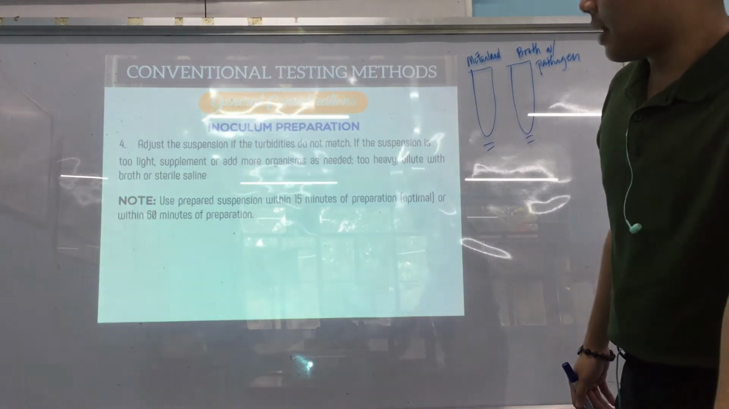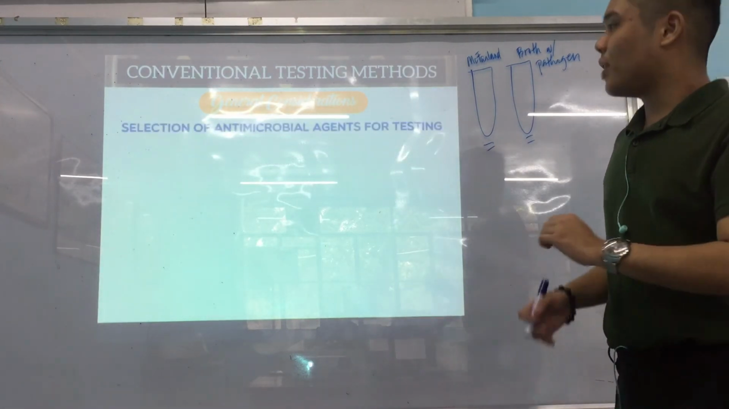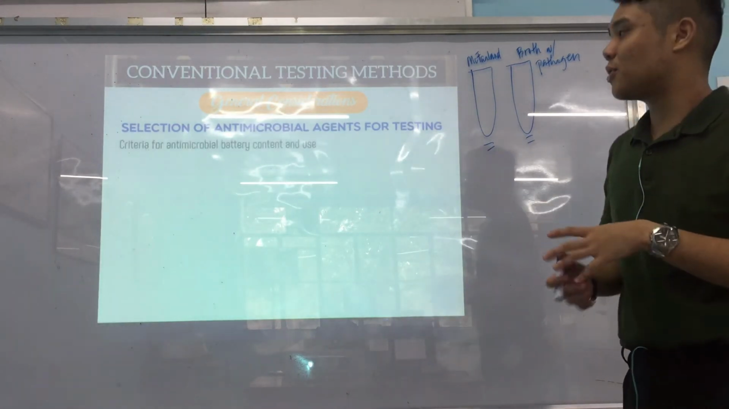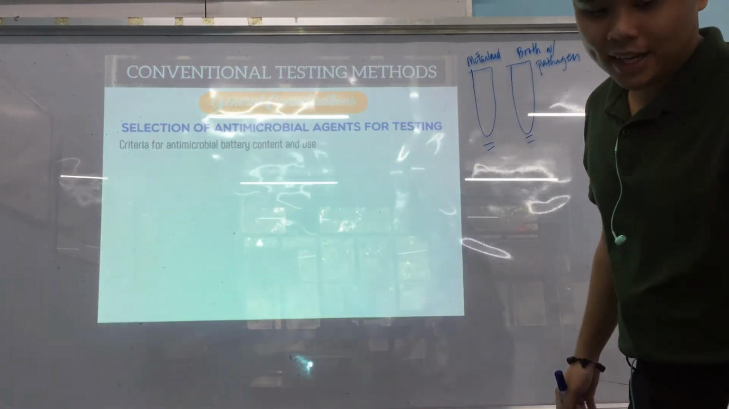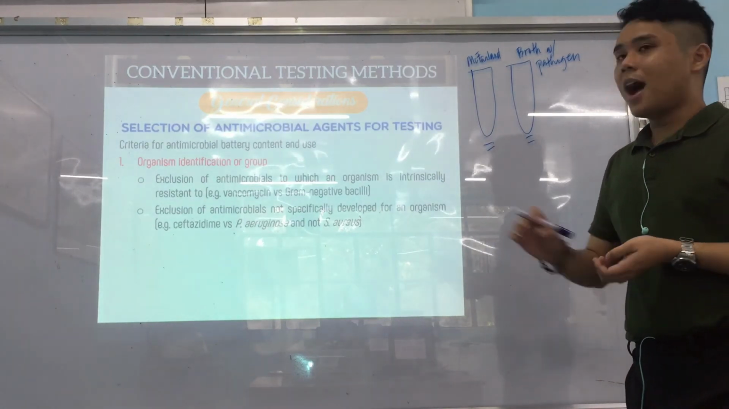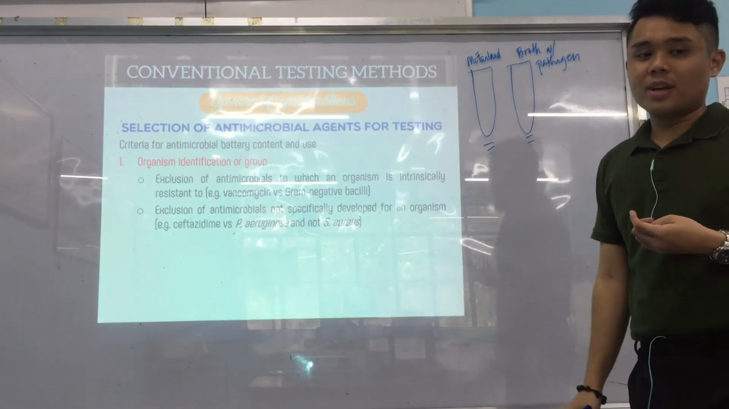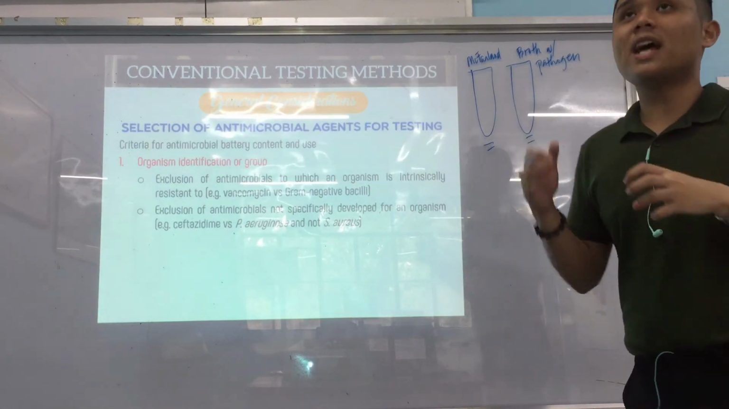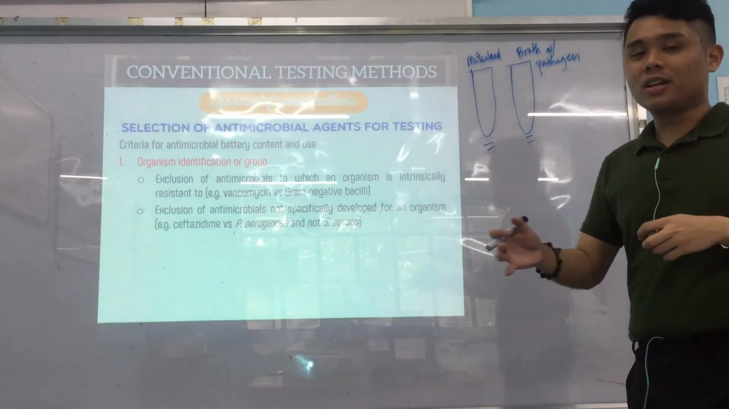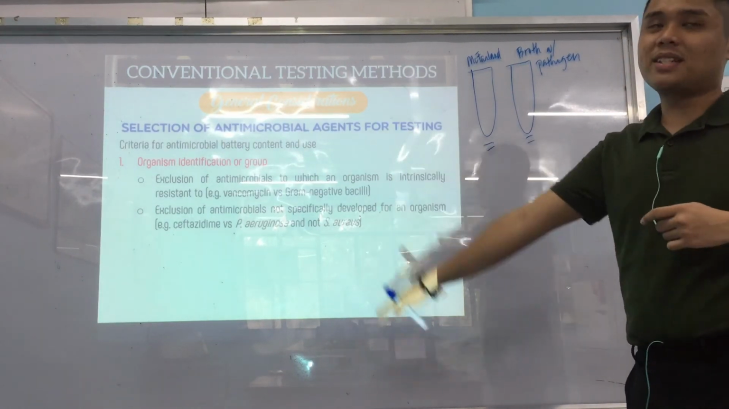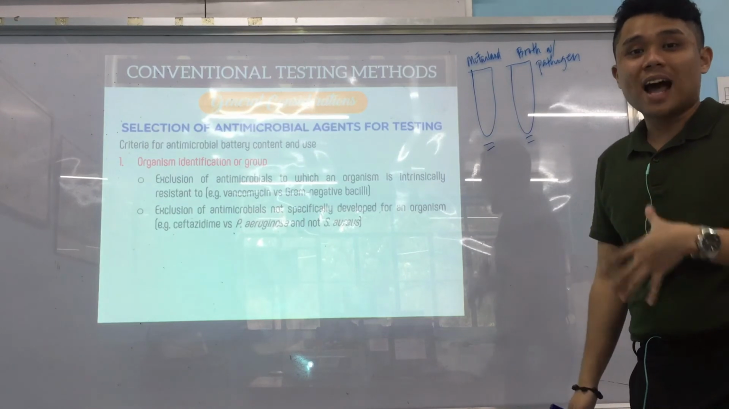Okay, next, we go to the selection of antimicrobial agents for testing. So which antibiotics will we use? These are the different criteria. Number one is the organism identification group. We exclude antimicrobials that the organism is already known to be resistant to, intrinsically resistant, meaning they have resistance from the start.